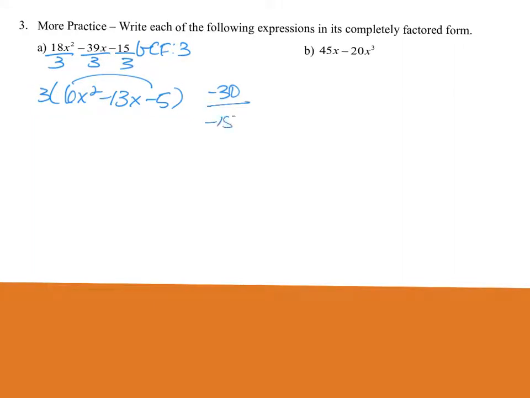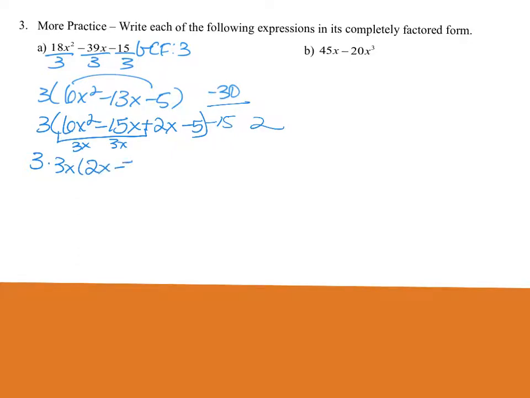So negative 15 and a positive 2 multiply to negative 30, but add to a negative 13. So I'm going to replace my two middle terms there. Minus 15x plus 2x minus 5. And now when I do factor by grouping, my GCF here is 3x. So I'm going to put my 3x here, and I'm left with 2x minus 5.